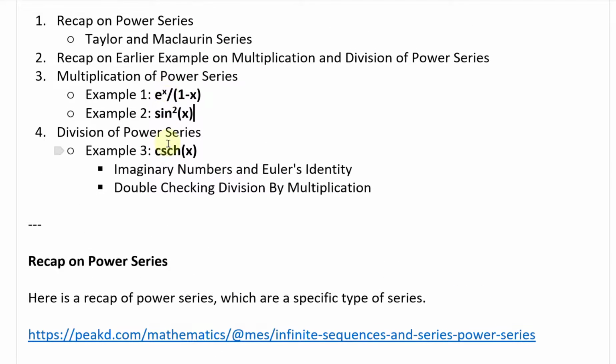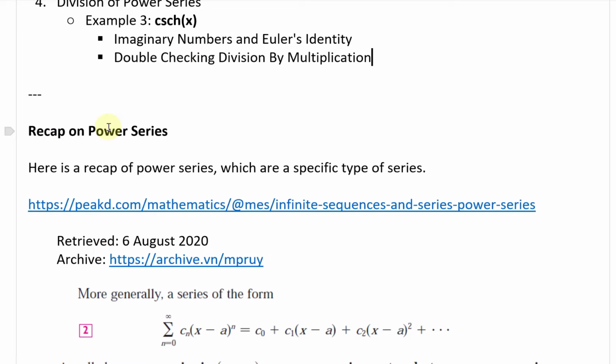And then division of power series, example 3, which is hyperbolic cosecant. I'm not sure how to pronounce that exactly, so I'll just be calling it hyperbolic cosecant, csch x. In this example I'll also be discussing imaginary numbers and Euler's identity, and then double checking our result of division by using multiplication, which is pretty fascinating when you think about it. So anyways, let's jump right ahead.